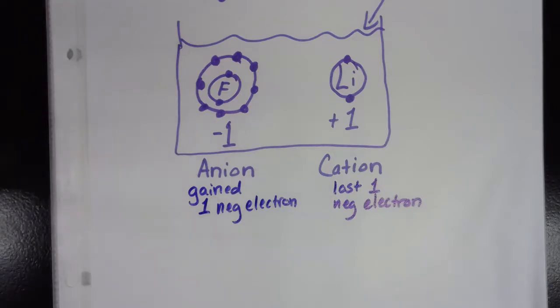Okay, so it's the opposite of what you think. We think of losing as being negative, but in this case, remember that electrons are negative, and that's what's moving. So if you're gaining something negative, you're more negative. If you take away, you lose something negative, you're more positive. Okay, and we're going to do practice with these.